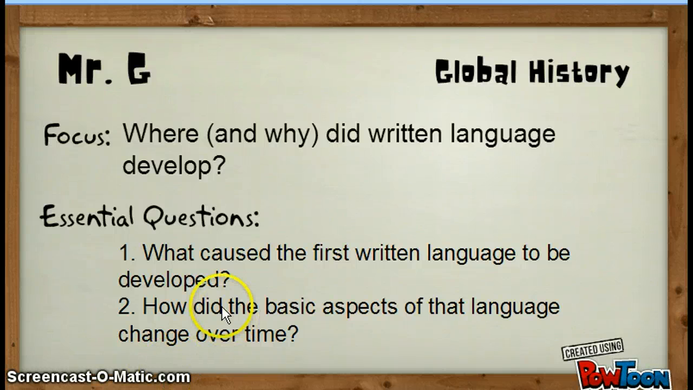For instance, what caused the first language to be developed? And how did the basic aspects of that language change over time? If you can answer these essential questions, then I'll feel like you really understand the focus. So why don't you do me and yourself a favor, pause the video, and record in your notebook the focus and record the two essential questions. I'll wait here till you're done.